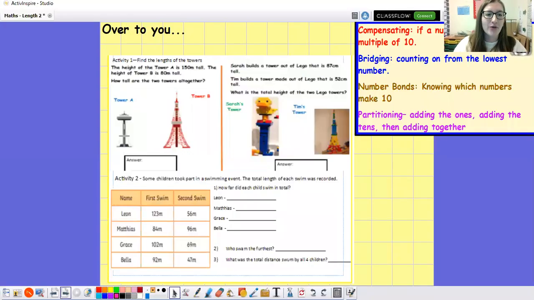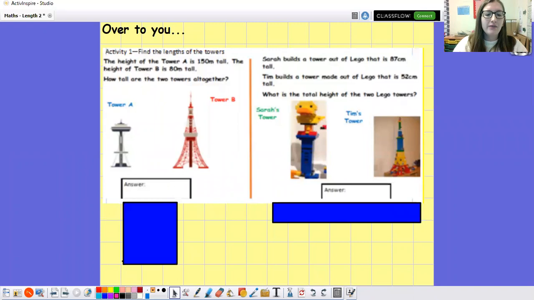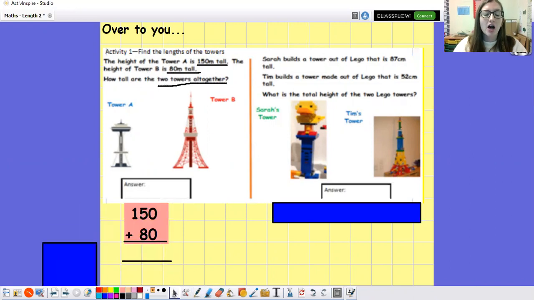Okay, welcome back. Let's go through the answers then. So the first one, the height of Tower A is 150 metres tall. The height of Tower B is 80 metres tall. How tall are the 2 towers all together? So you should have done 150 add 80, and I've chosen my column method for this one.